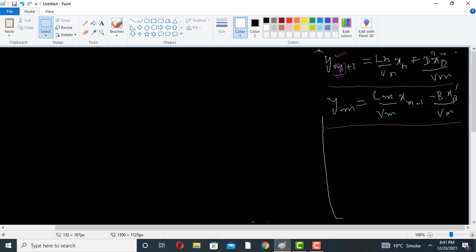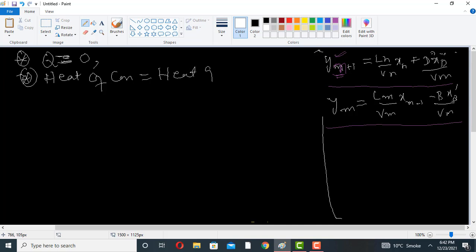So there are some assumptions for the McCabe Thiele method. The McCabe Thiele method is very simple. The first assumption is that the heat removed from or heat absorbed by the distillation column will be 0. There will be no heat removed or absorbed. Similarly, the second assumption is that the heat of condensation will be equal to the heat of vaporization.